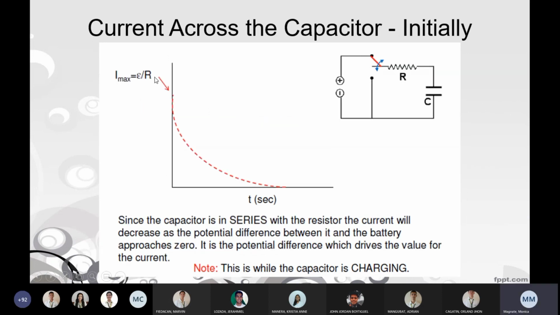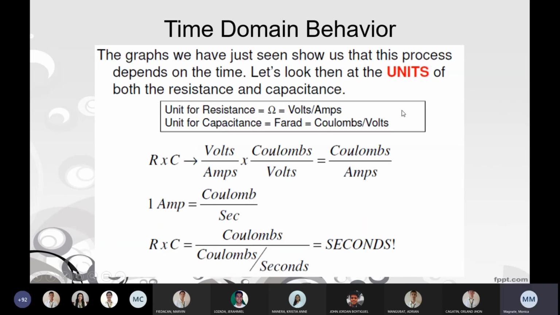And similarly, the current through the capacitor, since the resistor is in series with the capacitor, will also just decrease from its maximum value down to 0. So, the graphs that we have just seen show us that this process depends on the time. Now, let's look at the units of both the resistance and the capacitance.